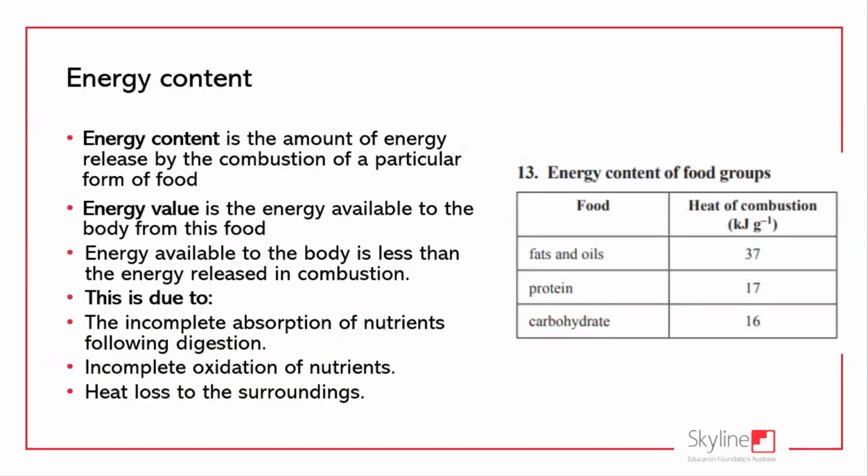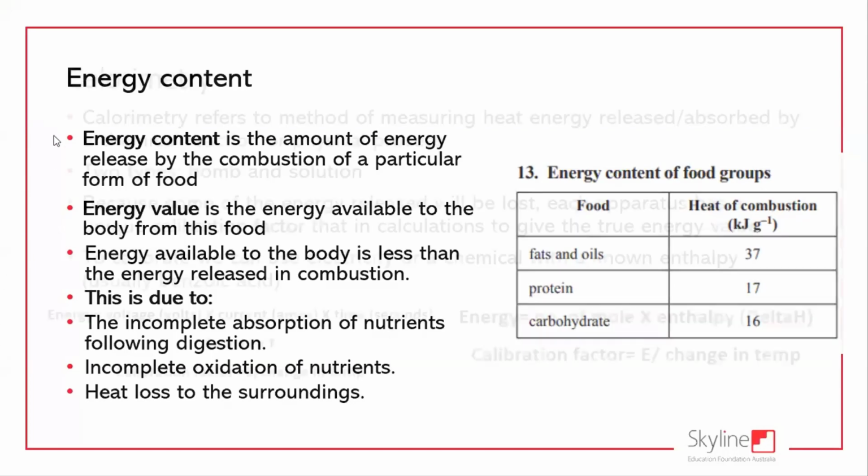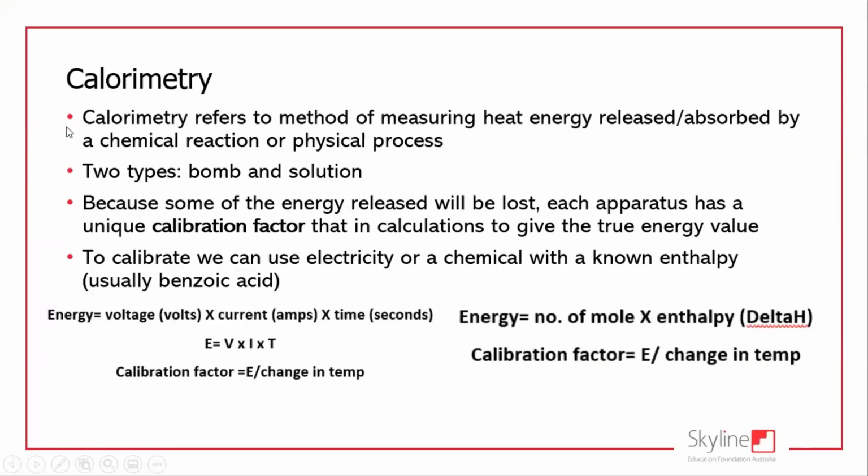Energy content is the next big thing. Different foods will have different energy content and energy value. Energy content is the amount of energy a particular form of food will release when combusted, but the energy value is how much we get, because we don't actually absorb all of the energy of our food. All right, calorimetry is essentially the method of measuring the heat energy released and absorbed by a chemical reaction. There are two types: bomb and solution. Solution is what we do in a classroom. Bomb is what they do on an industrial level.